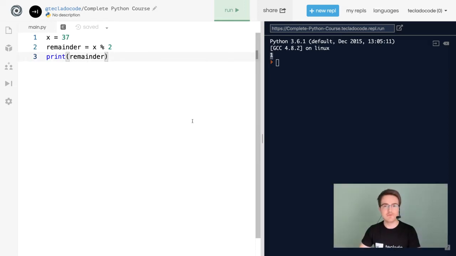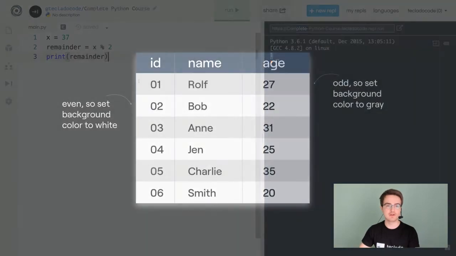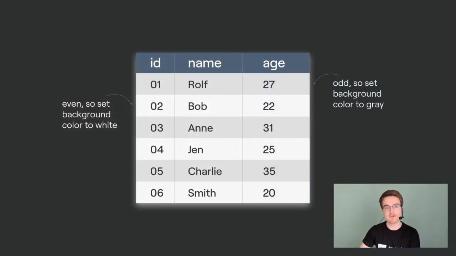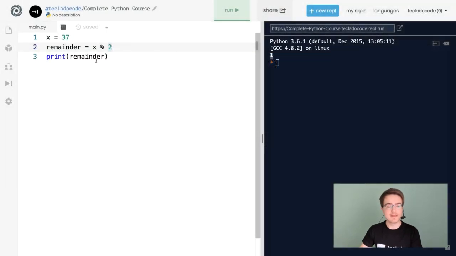Think about this. Have you ever seen a table online where each row has a different color? So for example, the first row is gray, second one's white, third one's gray, the fourth one's white. So you've got like this sort of pattern. This is a perfect example of where the remainder, or being able to calculate whether a number is odd or even, comes into play. They are probably using this to only target the even rows and color them in a gray background. Throughout the course, we may also encounter other instances where this can be useful.